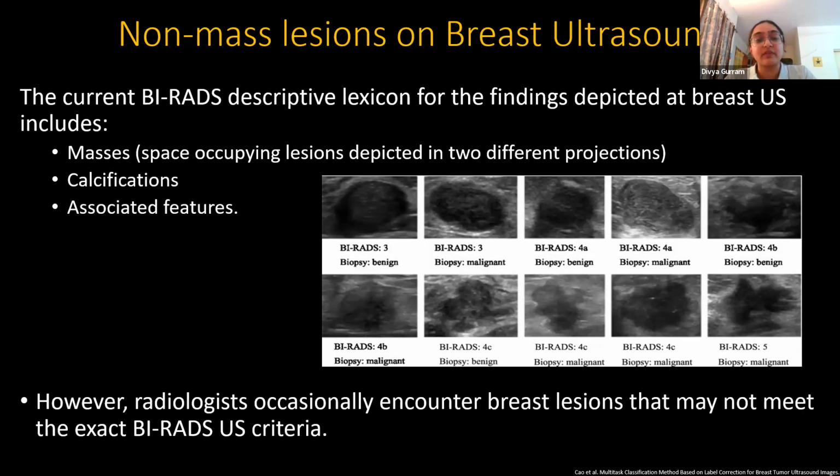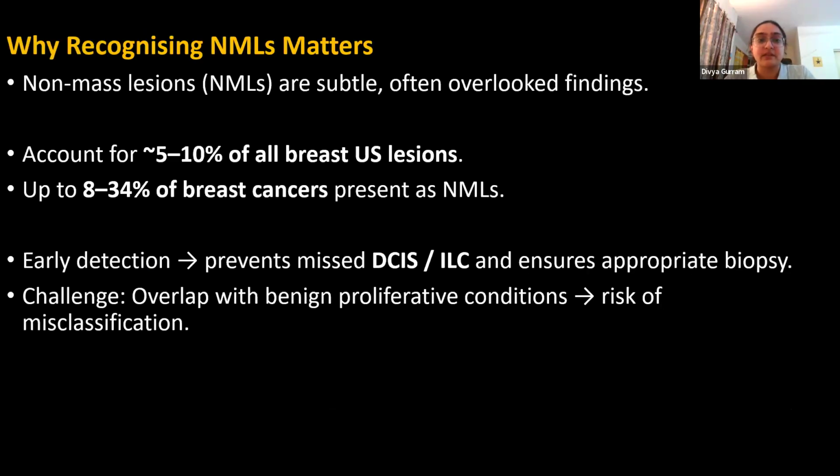However, as radiologists, we often encounter breast lesions that may not meet the exact BI-RADS ultrasound criteria. So, why does recognizing non-mass lesions matter? Non-mass lesions are often subtle and quite easily overlooked. However, they account for almost 10% of all breast ultrasound lesions. And various studies have shown that the incidence of breast cancers presenting as non-mass lesions is up to 34% of breast cancers.